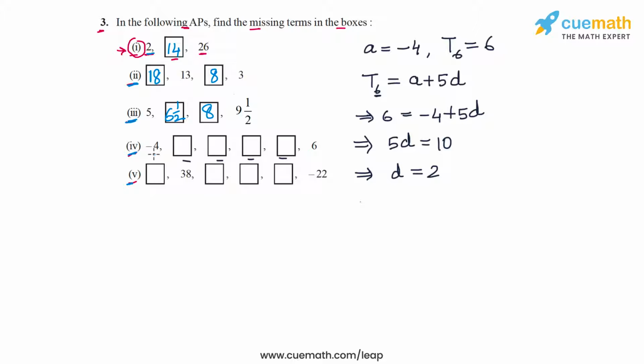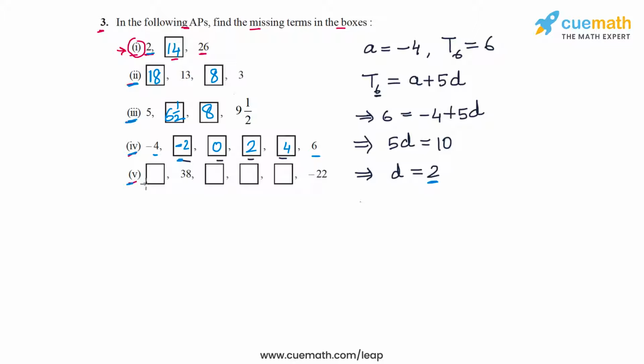So the second term is minus 4 plus 2. The common difference is 2. So minus 4 plus 2 is minus 2. Then the third term will be the second term plus 2 again. So that will be 0. The fourth term will be 0 plus 2. So that will be 2. And the fifth term will be 2 plus 2. That will be 4. And then the sixth term is already given to us as 6. So this completes part 4.